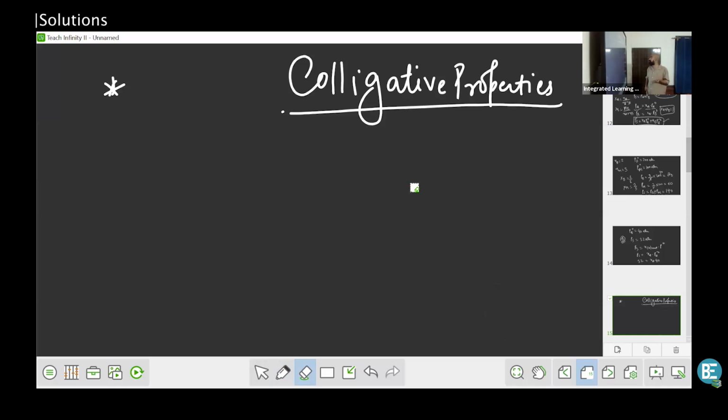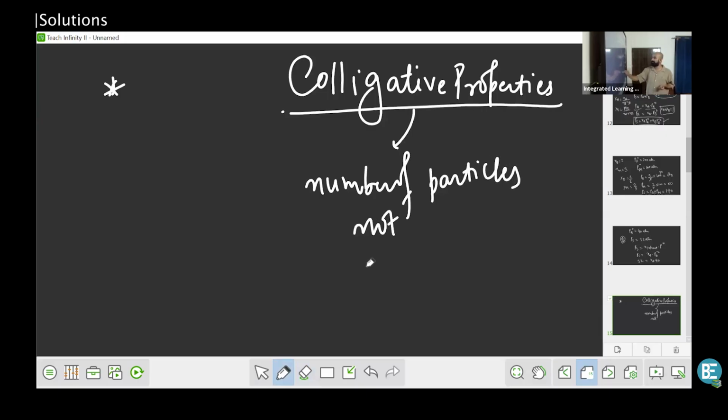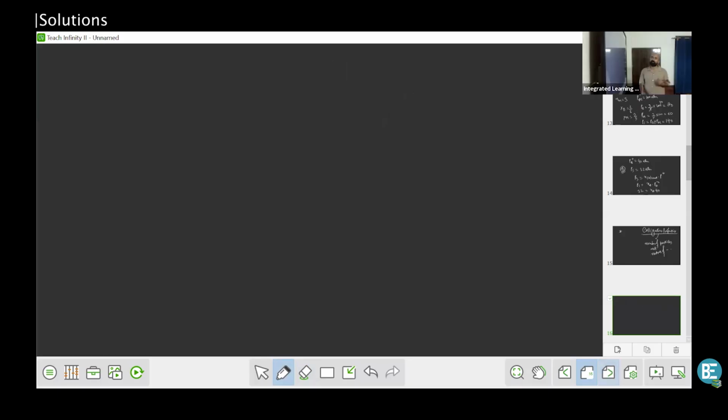Can you repeat colligative property once again? It's okay. Colligative properties are those which depend on the number of particles, not the nature of the particles. Is that clear? Now there is a very basic question that comes, and it comes a lot. That is, there are four colligative properties. Write down: there are four colligative properties.